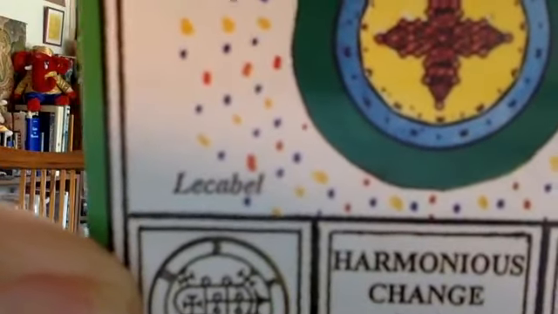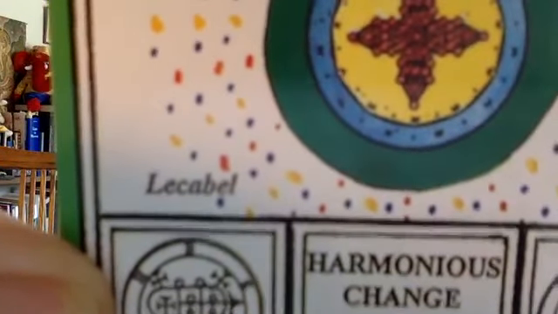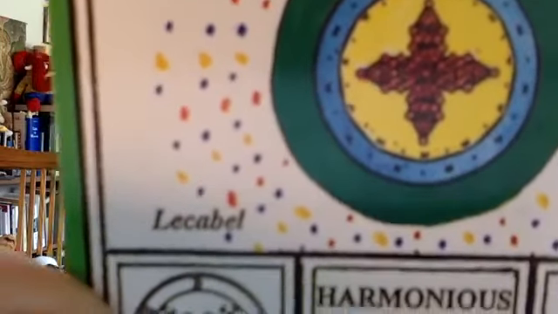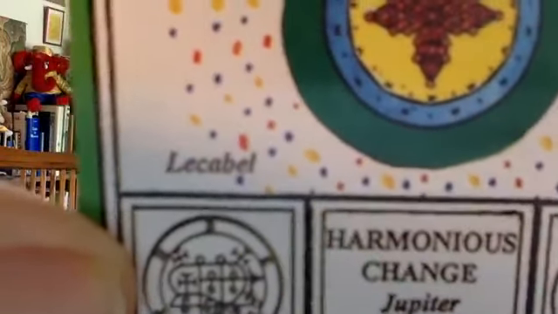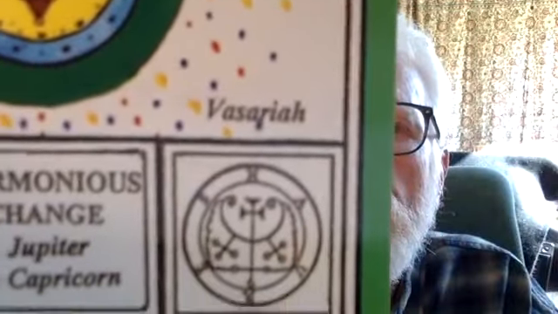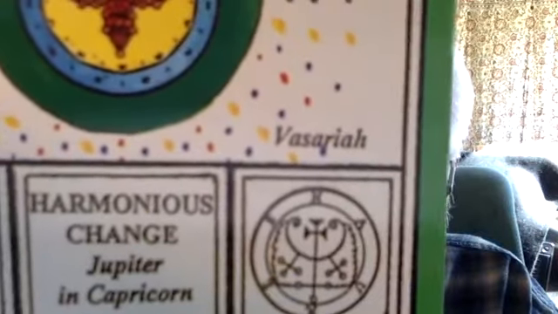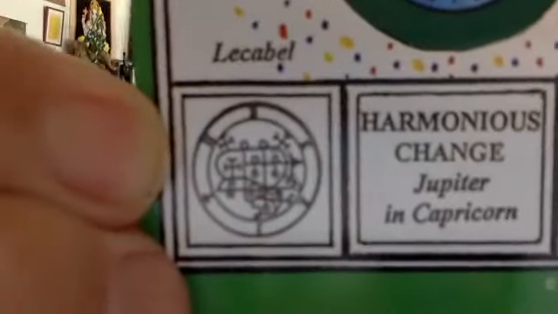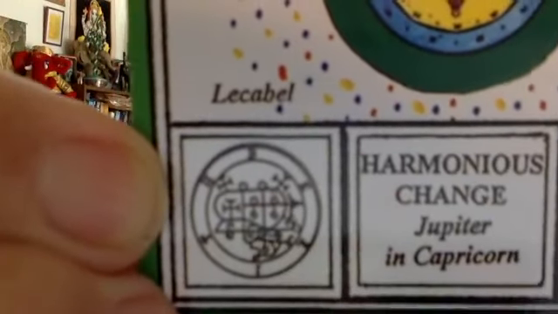Angels of the Shemhamphorasch: Lekabel, teacher, and Vasariah, upright. Goetic spirit of the day, number 28, Berith, or Beal, or Bolfry, or Bofry.